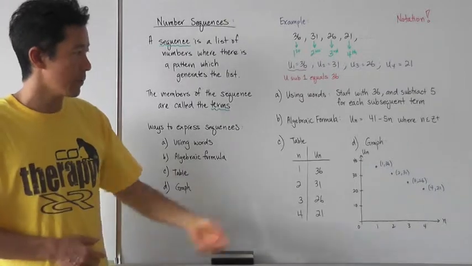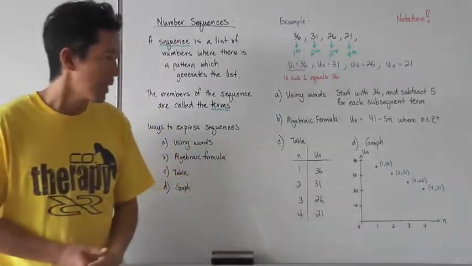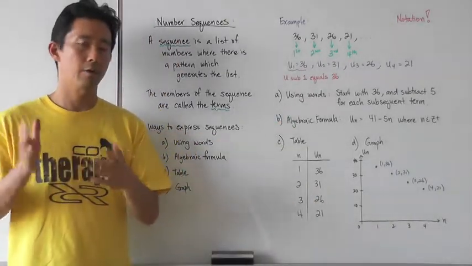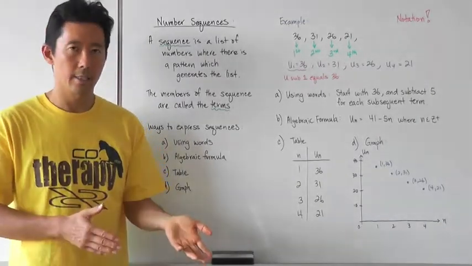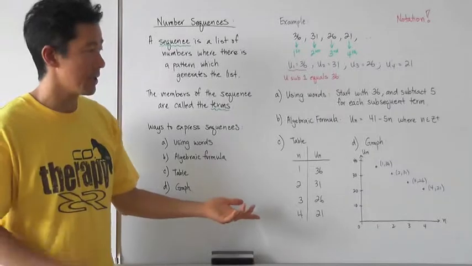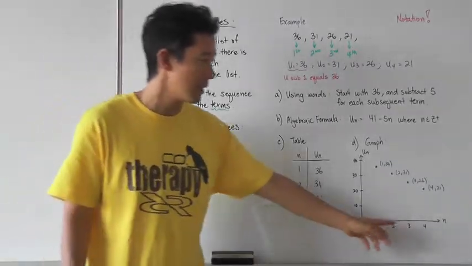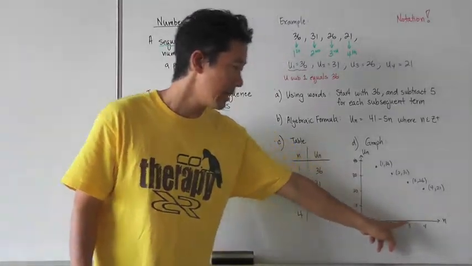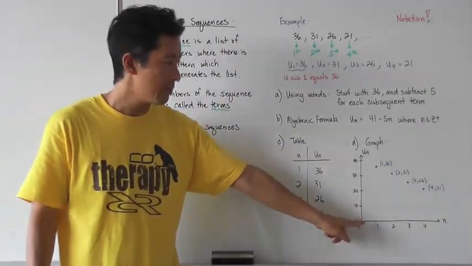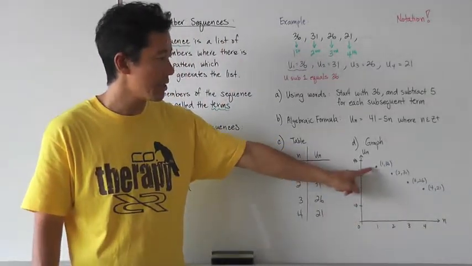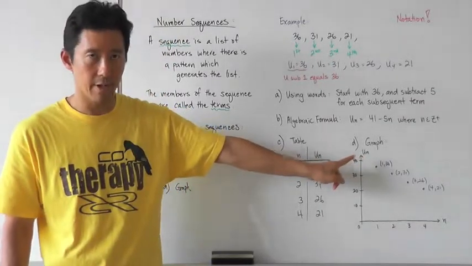Now the last way that we want to take a look at is the graphical form. Usually when we talk about a graph in 2 dimensions, we talk about the x-axis and the y-axis. Now in this particular case, we're going to be taking a look at the n value, the n-axis right over here, which is the horizontal axis. And that particular n value will then generate a particular u sub n value.